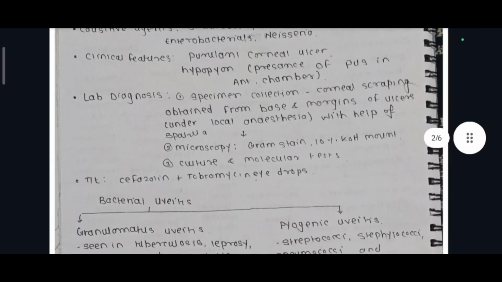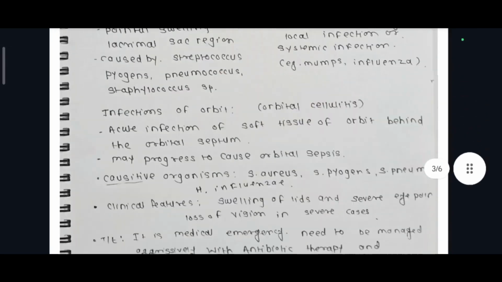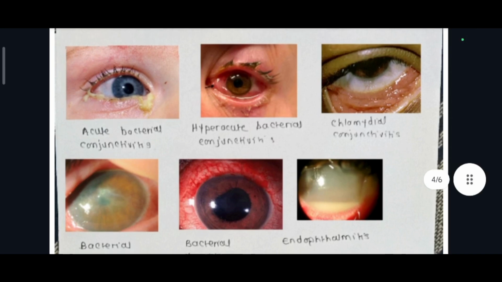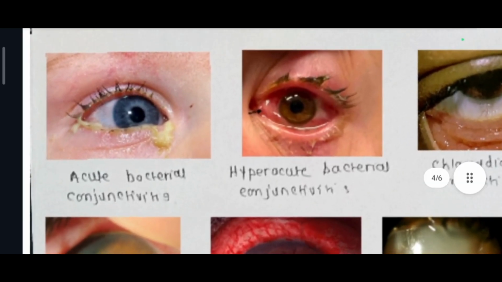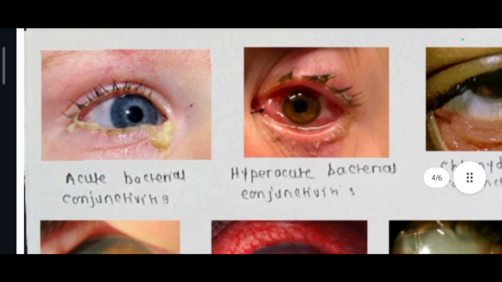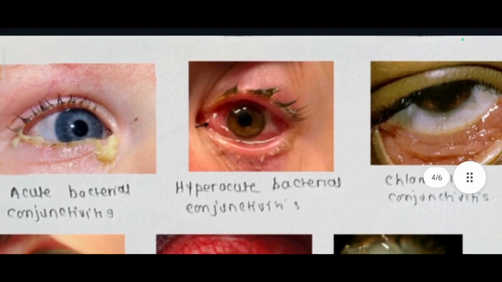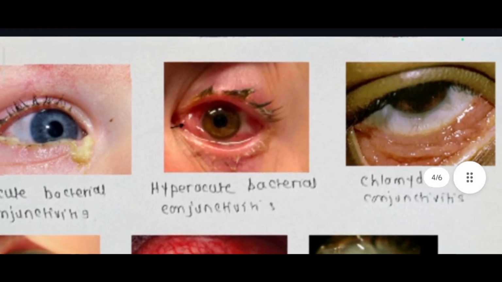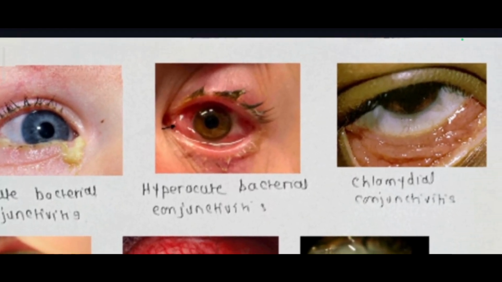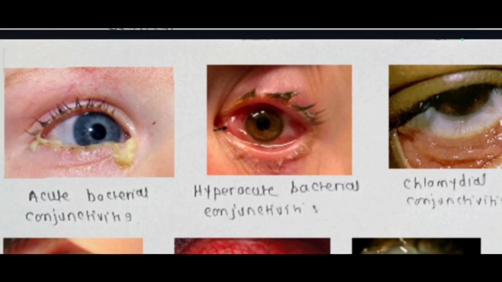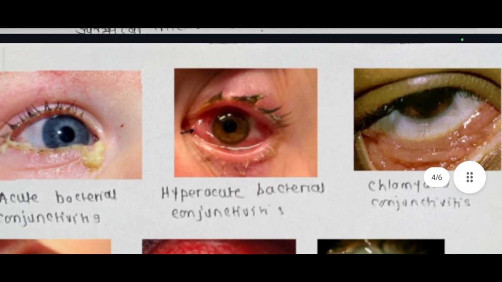So first we will see the diagrams. This is the acute bacterial conjunctivitis. You can see the pus is coming outside. Then the second one is hyperacute bacterial conjunctivitis, and this third one is chlamydial conjunctivitis. Acute bacterial conjunctivitis, hyperacute bacterial conjunctivitis, and chlamydial conjunctivitis.